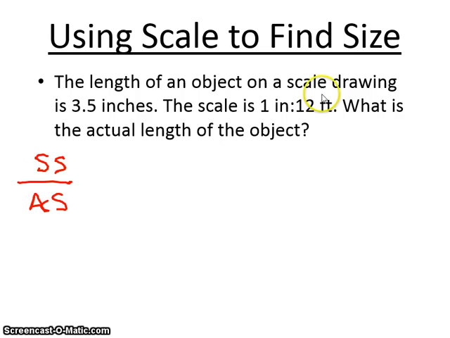And if you read this problem, it says the length of the object on a scale drawing is 3.5 inches. That means that we need to put the 3.5 inches in the numerator because that is the scaled size. So I write 3.5 over. Now it tells us the scale, and we know this is a full ratio because a scale describes two things. The scale is 1 inch to 12 feet.